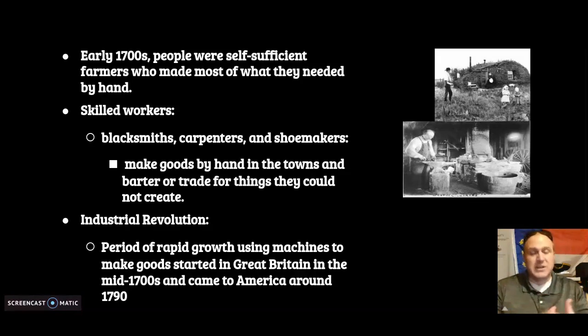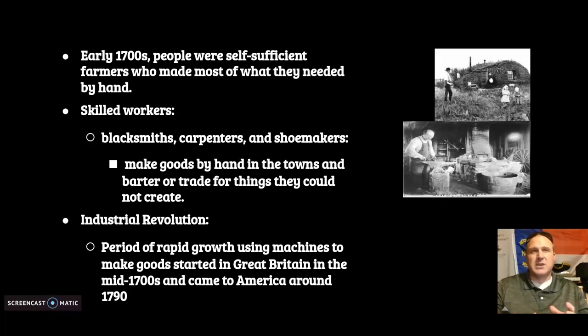We will have technological revolutions. We will have communication revolutions, transportation revolutions. There are a lot of revolutions. But the idea behind the Industrial Revolution is that it's a period of rapid growth using machines to make goods. No longer are we trying to nail things together and everything like that. Now we are going to mechanize things, and the machines will do it for us.